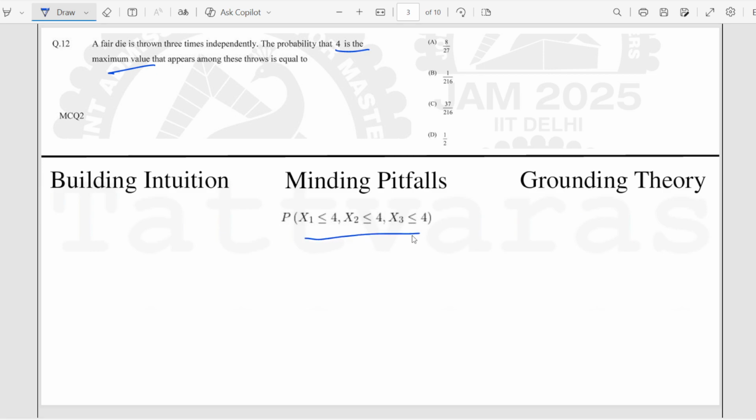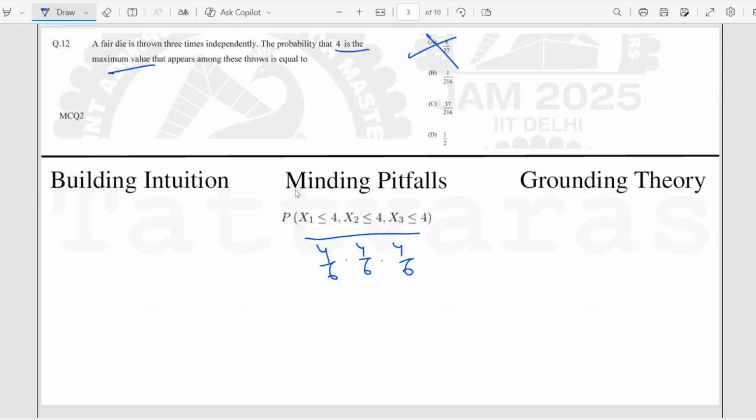So the probability is this. The variables are independent. Here x1, xi denotes the outcome on the ith throw. So it's independent. So 4 by 6 times 4 by 6 times 4 by 6, which is 2 by 3 whole cube, which is 8 to the power 27. And that's absolutely the incorrect answer.